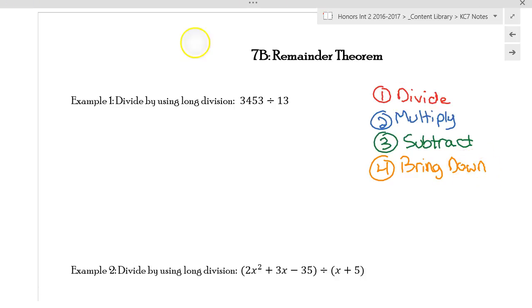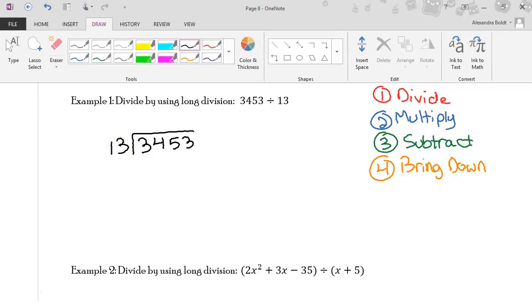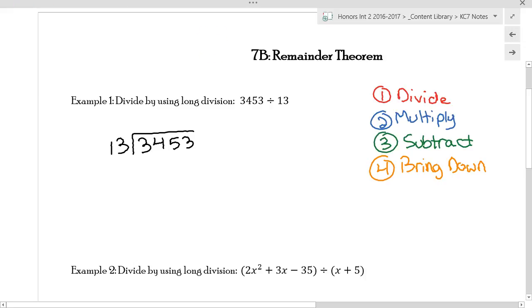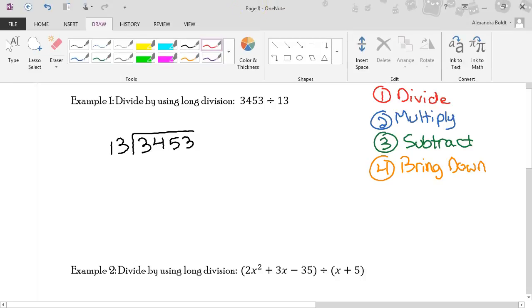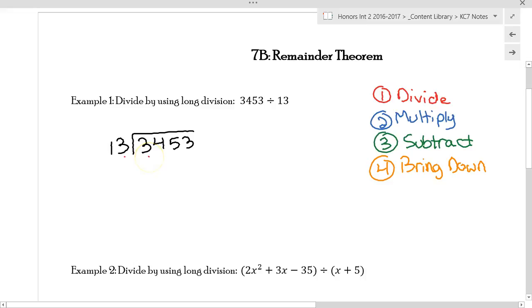So I'm going to start by setting up our division. We're dividing 3,453 by 13. So our first thing is to divide, right? We always start at the beginning. So I'm going to see, can I divide 13 into 3? Well, 13 is bigger than 3. So 13 doesn't go into 3. So then I move to my next digit. Does 13 go into 34? And it does go into 34.